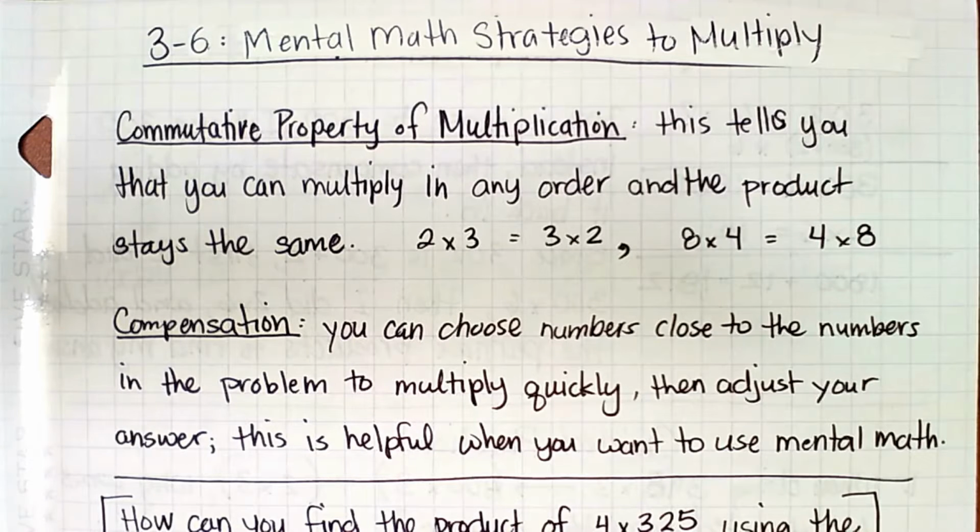We're also going to look at a property called compensation. Now, compensation is when you are adjusting your numbers by picking a number that's close to it and then adjusting your answer afterwards to make a correction for that change that you made. So you can choose numbers that are close to the original number in the problem and then adjust the answer so that when you go to solve, your answer is correct.